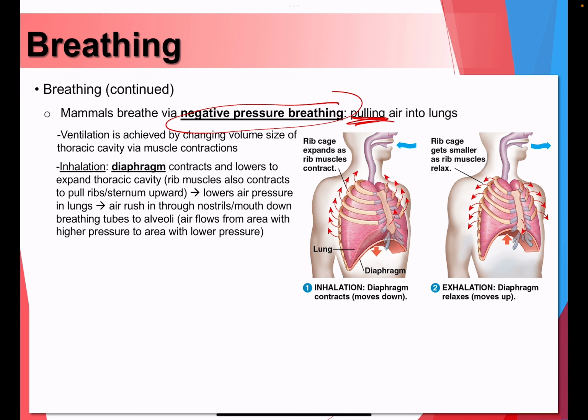For inhalation to occur, your diaphragm has to contract. Okay, oops, I ended up erasing that. That's not erase, that's highlighting. Contract. So the diaphragm contracts and lowers, which enlarges the thoracic cavity area. In addition, rib muscles also contract to pull the ribs and sternum upward. That's why there are all these arrows here pointing upward. So both the action of the diaphragm and the rib cage are expanding the chest cavity as much as you can.